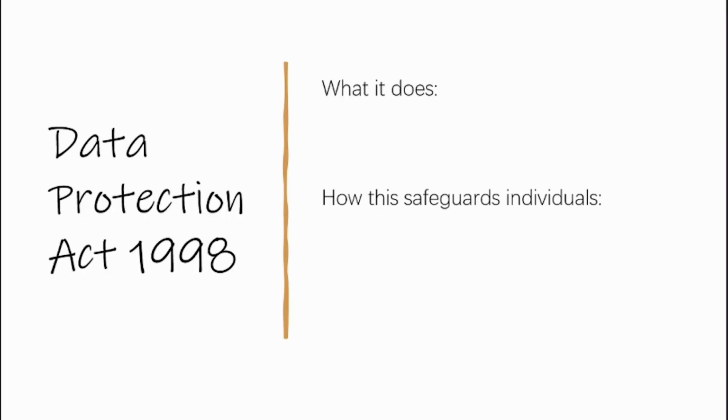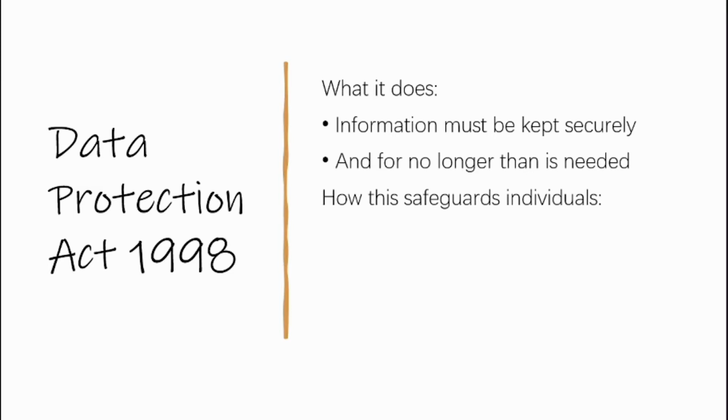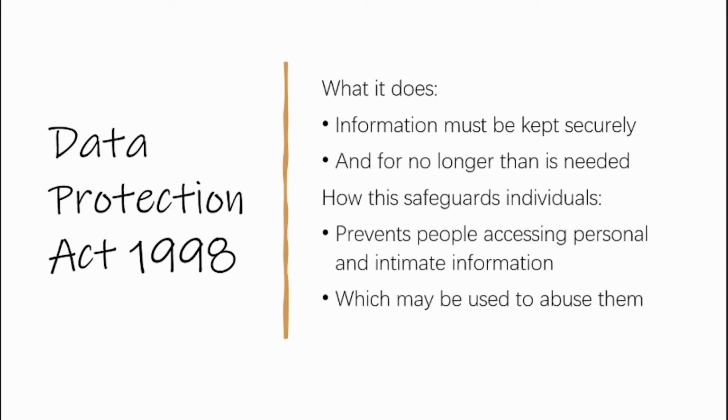The Data Protection Act requires that all confidential information is kept safely and securely so that it cannot be accessed by anyone that it shouldn't be. Confidential information should also be kept no longer than is needed by the services or the service user. This ensures that no one can access this information and use it to blackmail or purposefully use an individual's vulnerabilities, such as their disability, against them in order to abuse them.